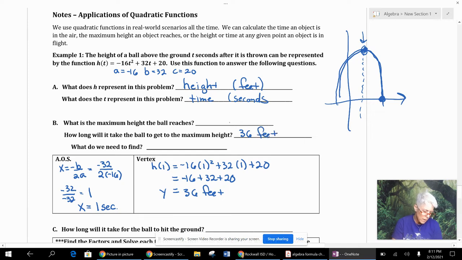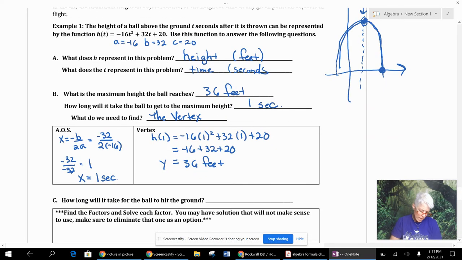And my 36 feet goes up here. And the time it takes it to get there is 1 second. Okay, so what did we need to find? The vertex. This was all in the vertex, the h and the k.